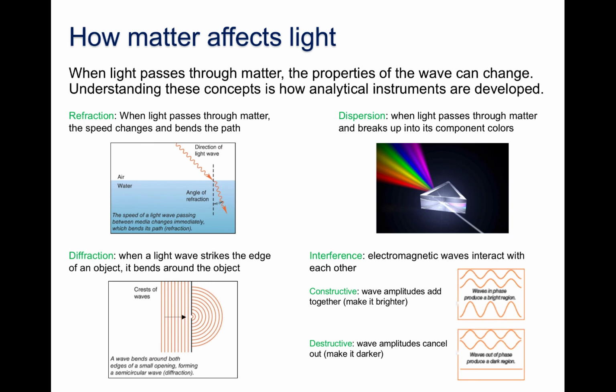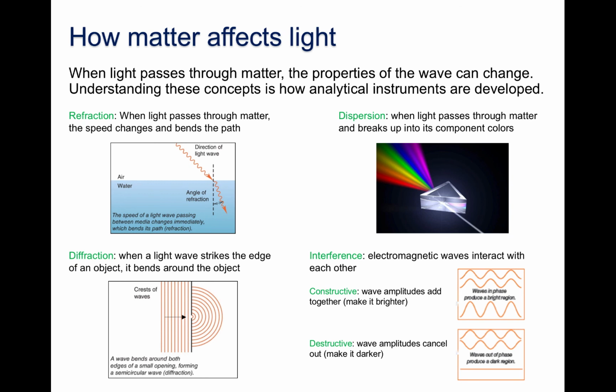And there are several different, predictable ways that they interact. We have refraction, dispersion, diffraction, and interference. When light passes through matter, we know that the properties of the wave can change. The speed can change, the direction can change. Understanding how they change is really important to developing more advanced scientific instruments. Refraction describes when light passes through matter, the speed changes and the path will bend. The most common example of this, or the picture that's used in most textbooks, is that picture of a glass of water where there's a straw in it, and it almost looks like the straw has been cut in half. But that's due to refraction, not that the actual straw has changed.